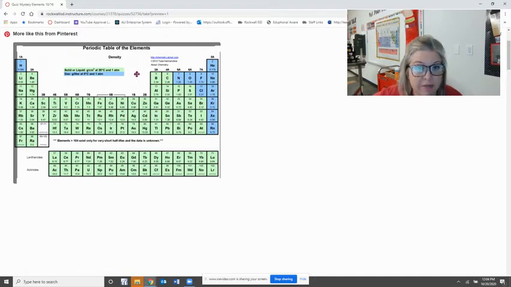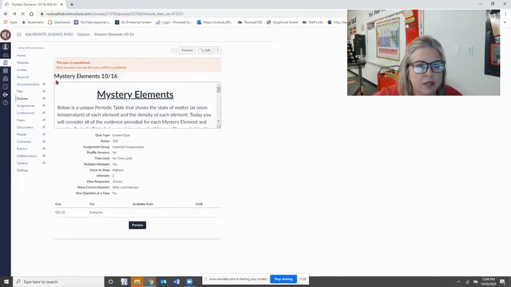Now, there's some additional information underneath the chemical symbol. So let me see if I can get my pointer back. Nope. Let me go back. I want the pointer. Let me preview.